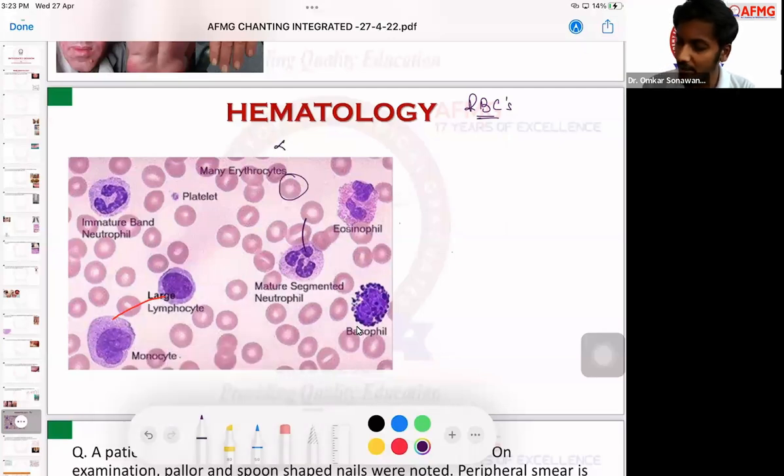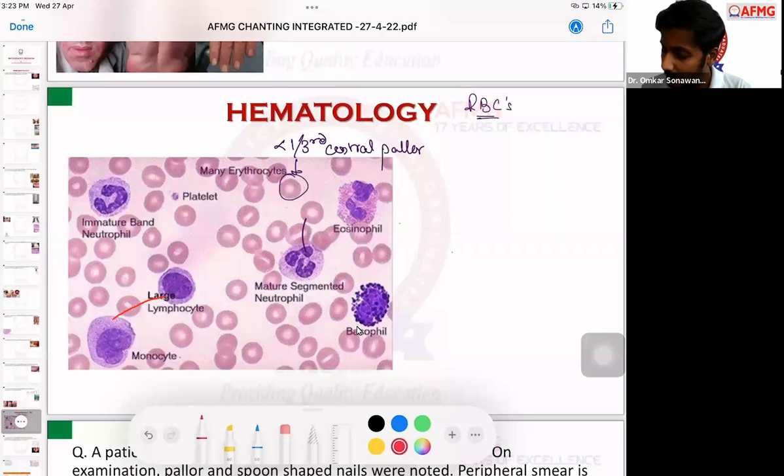And how much central pallor is there? So please remember, less than 1/3 central pallor is seen in a normal RBC. If this central pallor increases, if there is more than 1/3 central pallor, or the RBC is appearing completely red, then it would be called a spherocyte.